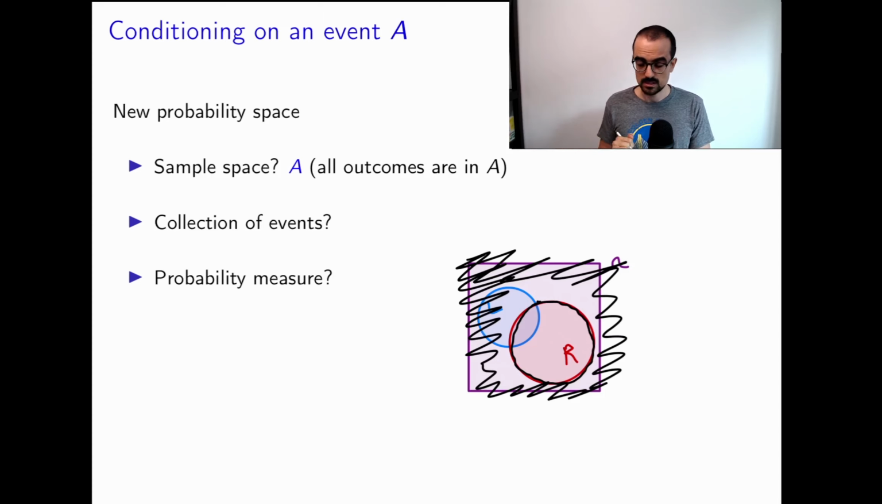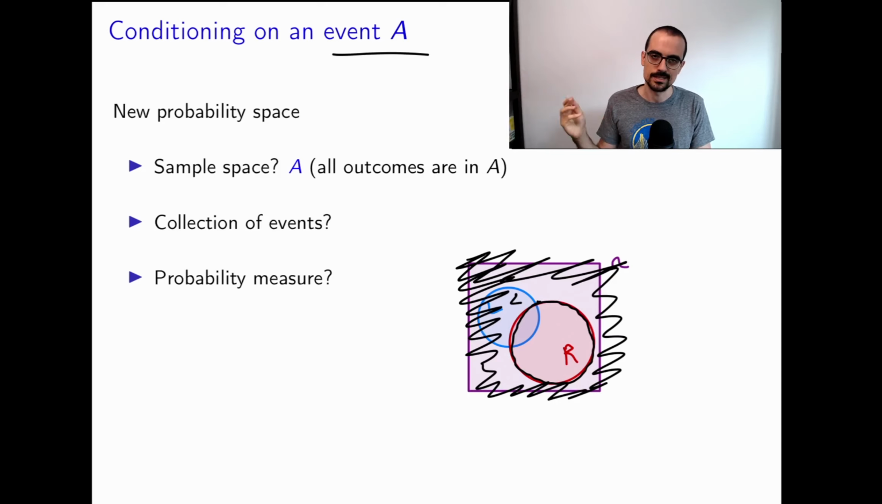So now, what should be the new collection of events? Because we're only considering outcomes that are in A, if we have a new event, in this case L, like we're interested in L here, now we know that the outcomes that we're going to consider that are in L are also going to be in R. In our case, if we're conditioning on A, those outcomes are also going to be in A.